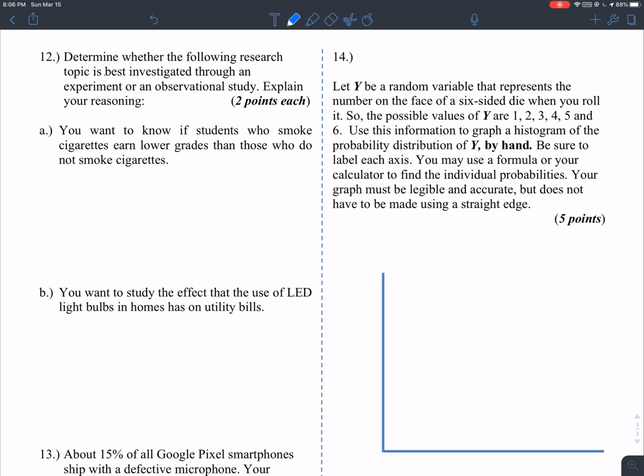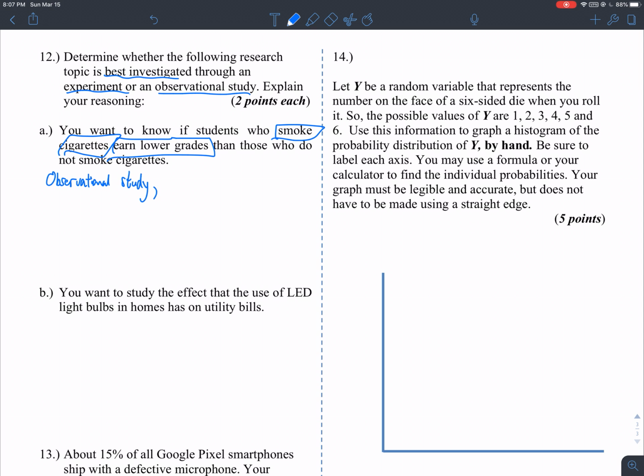Best investigated. Experiment, observational. Alright, this is definitely an observational study. Why? Well, because I can't make you smoke cigarettes and then try to see if that lowers your grades. Making you smoke cigarettes is bad for your health, and lowering your grades is also bad, depending on who your parents are.